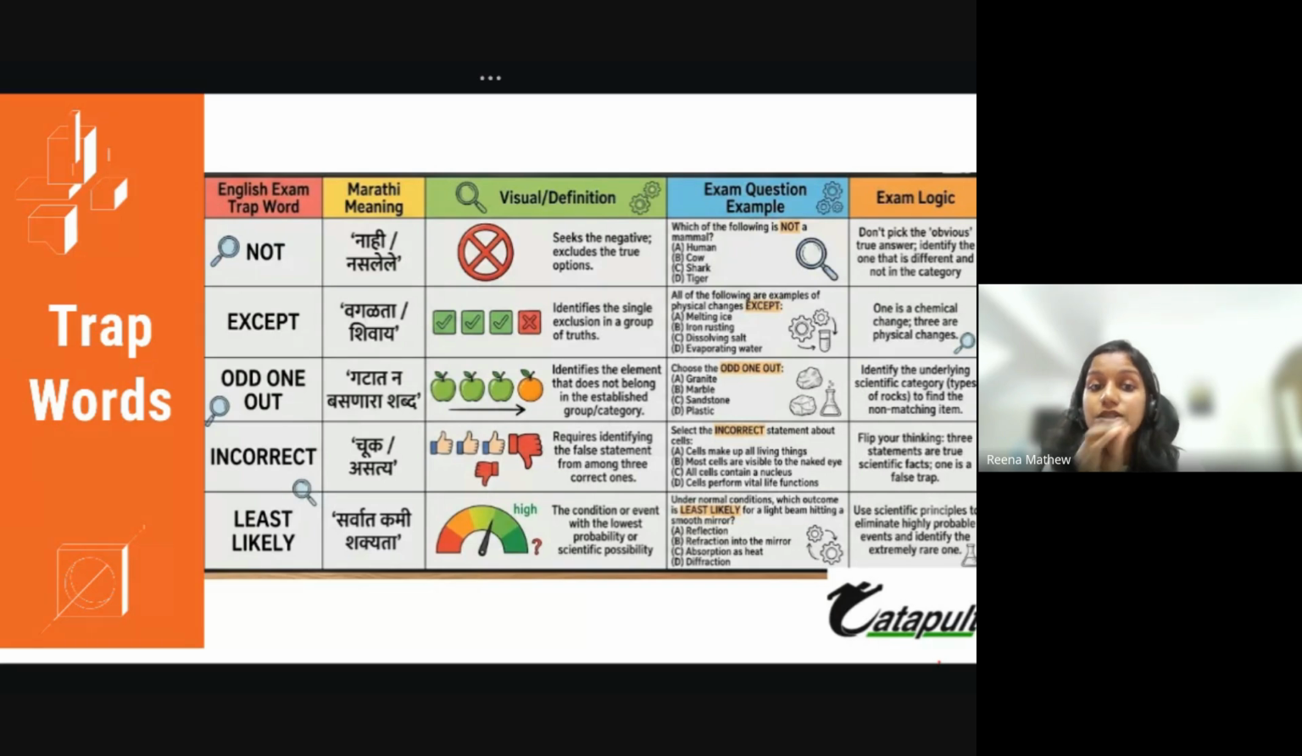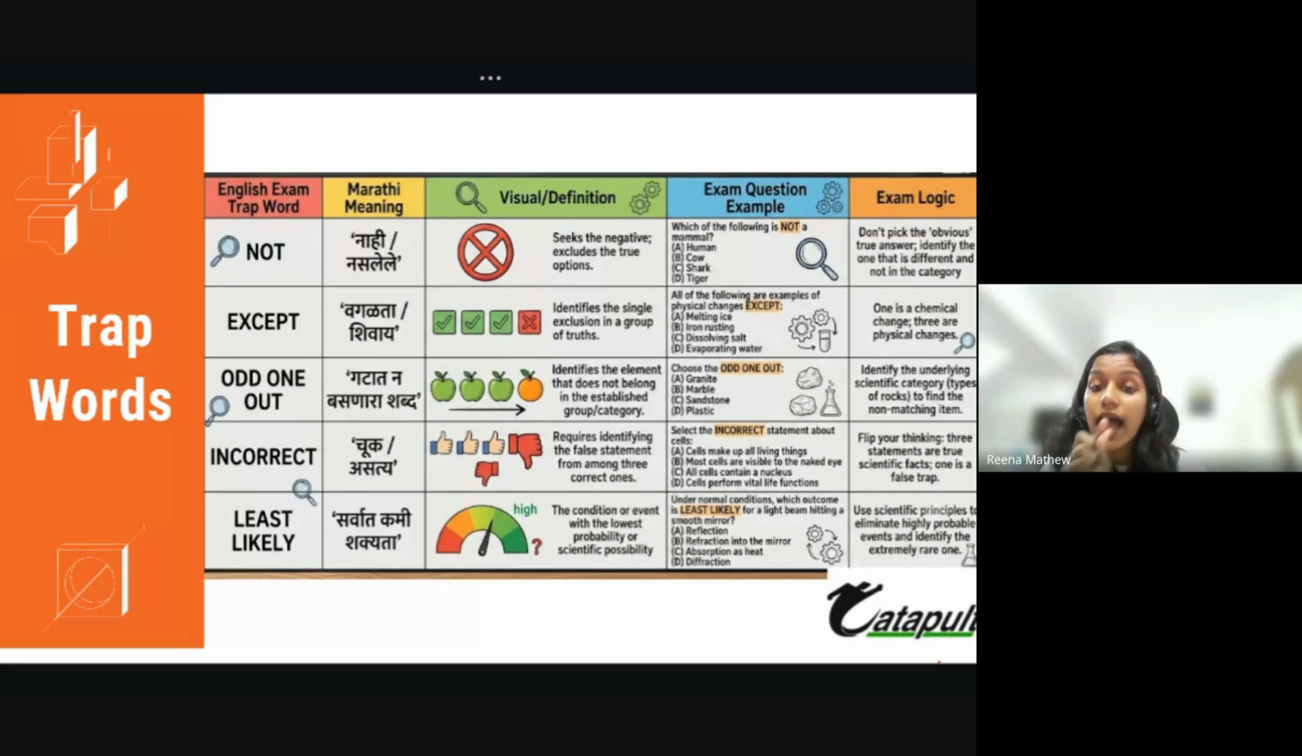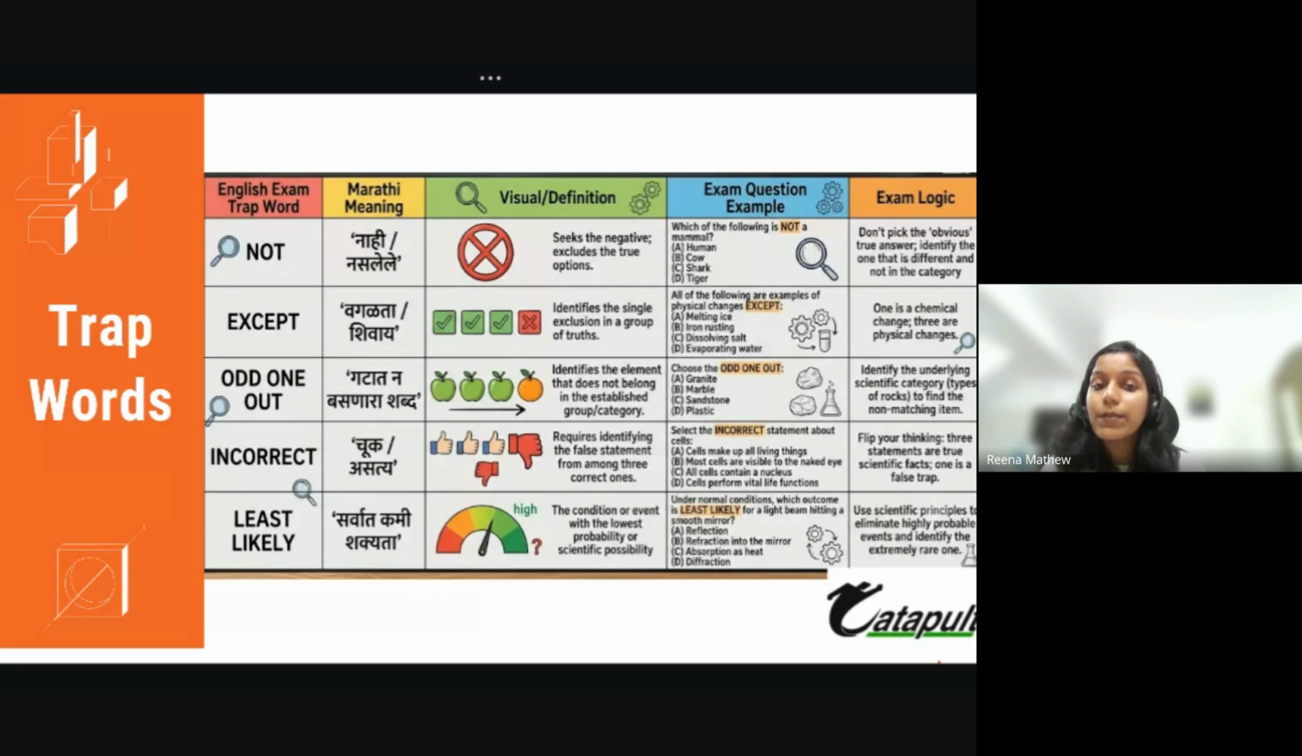So except is used. Yes, B is the answer because iron rusting is a chemical change. The rest of the options are examples of physical changes. So except means that you are excluding. There is one single exclusion. In there are a group of truths, sahi answers hai, and then there is a galat option. So that galat option is what you should identify.